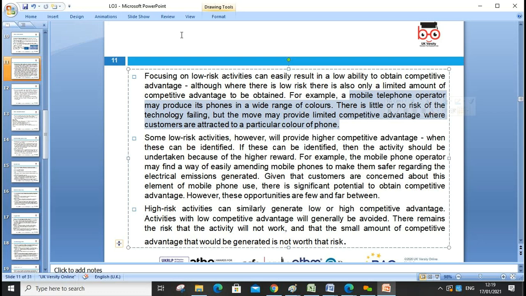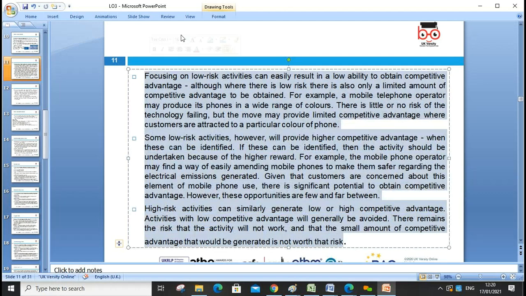So we need to think about what benefit we will get and what risk there will be. Low risk activity normally has a low benefit, and may provide a high competitive advantage. We need to think about how we can manage it. High risk normally means high return, and generates low or high competitive advantage. We need to manage it. Each has advantages and disadvantages.